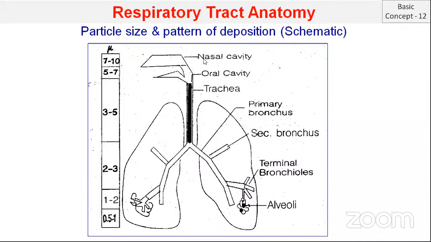It has the nasal cavity, starting with the nose. It has the oral cavity, because all gas that is inhaled through the nose has to go through what is called the pharynx. Pharyngitis, if there is some problem, will come here. This is a very important area where two routes are possible.